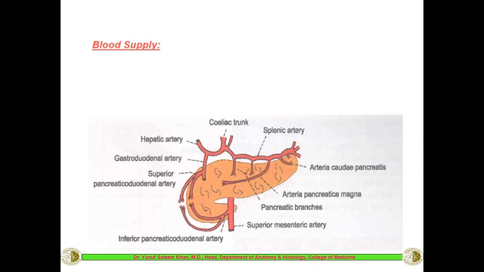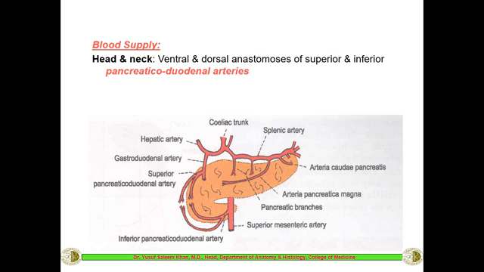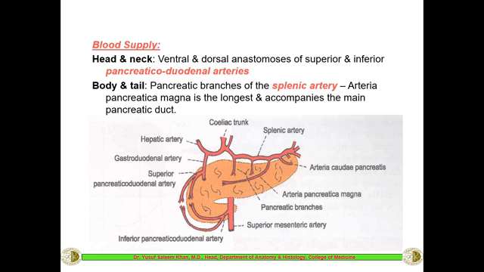Coming to the blood supply. Blood supply of the head and neck part is mainly by two important arteries. These are called as the pancreatico-duodenal arteries, superior as well as the inferior. The superior and inferior pancreatico-duodenal arteries, again they are divided into the anterior and posterior, or ventral and dorsal, and then they anastomose. The superior and inferior pancreatico-duodenal artery will anastomose near the head of the pancreas. Okay, so these are the arteries which are supplying the major part of the head and neck as well as even the uncinate process. These are called as the pancreatico-duodenal arteries, which are also supplying the stomach.